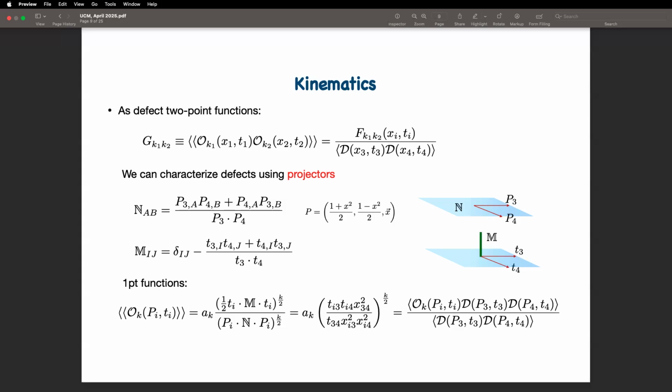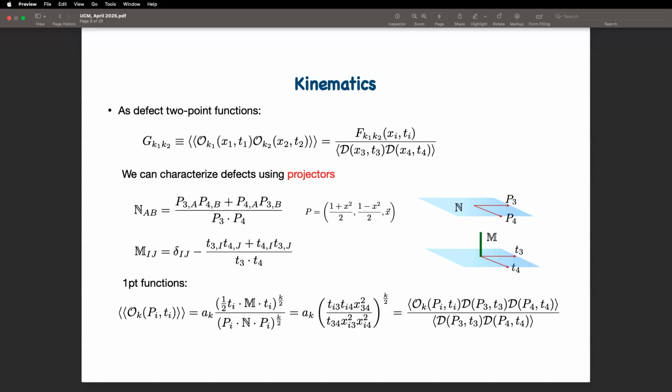Now I want to point out the geometric meaning of this N and M. For N, you can check that if you multiply N by P3, you get back P3, and if you multiply it by P4, you get back P4. Therefore, it is a projector projecting the space to the space spanned by P3 and P4. But if you do it for M, you find that M times T3 is 0, and similarly for T4. Therefore, the geometric meaning of M is that it projects to the space orthogonal to the plane spanned by T3 and T4.